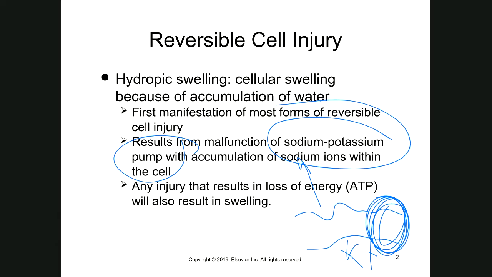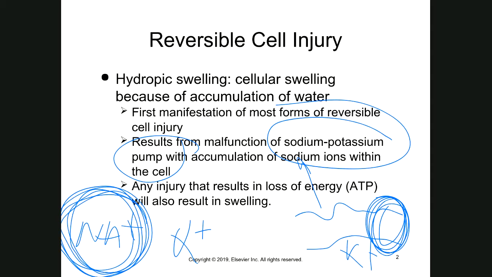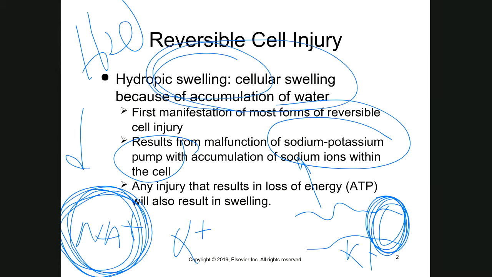Why is that? Because sodium has a positive charge and potassium also has a positive charge. The cells need something with a positive charge inside them. The problem with sodium is what? If you have sodium inside of the cell, water will follow. And that is the reason you have the swelling. And cellular swelling in another clinical setting is what we call edema.